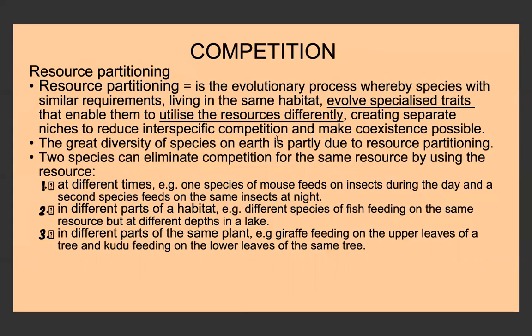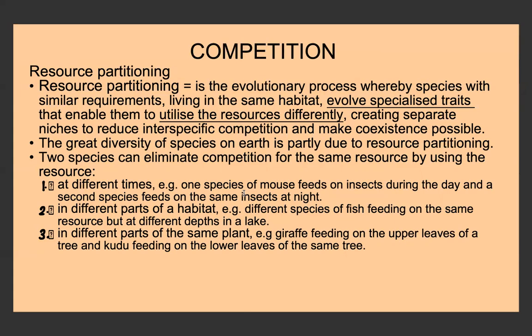So it's basically when two species living in the same habitat that need similar resources and requirements to survive each evolve specialized traits that allow them to use resources differently at different times, use different resources, and therefore create separate roles in the environment, reducing competition and allowing them to both live together successfully. A lot of the diversity on Earth is due to resource partitioning.